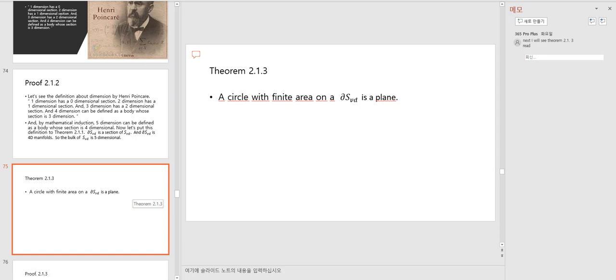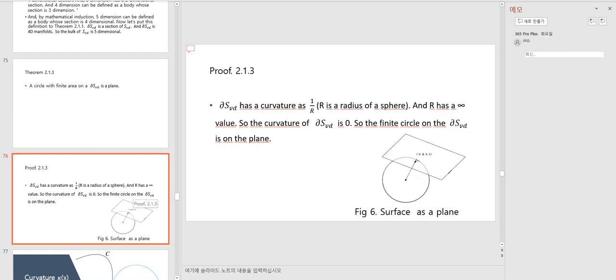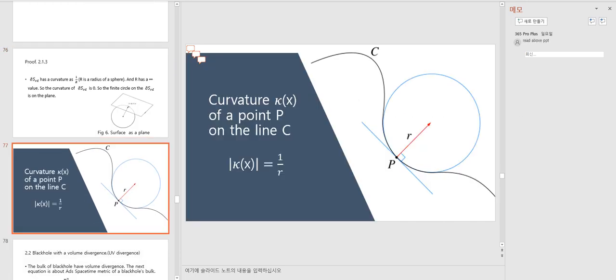Next, I will see theorem 2.1.3. A circle with finite area on dSVD is a plane. dSVD has a curvature of 1 per r, and r has an infinite value, so the curvature of dSVD is 0, so the finite circle of the dSVD is on a plane. So, we proved the sphere with volume divergence is 4-dimensional and the surface is a 4D plane.